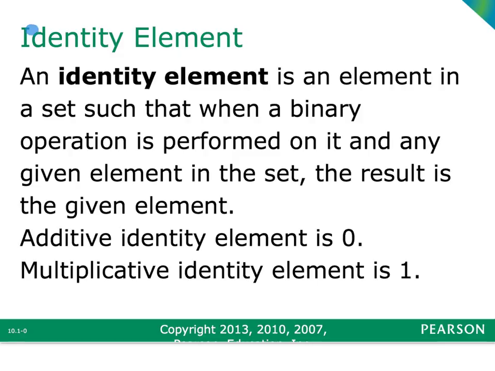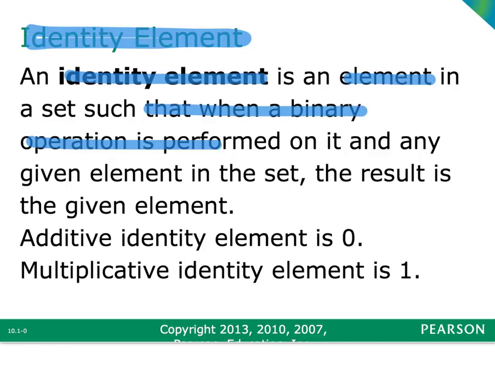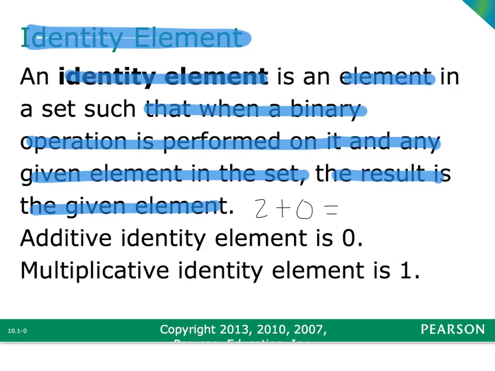Now let's talk about the concept of an identity element. An identity element is an element that when a binary operation is performed on it and any given element in the set, the result doesn't change. The result is the given element. For example, the identity element for addition: if I start with 2 and I add 0, I get 2 again. I'm trying to get back to where I started.